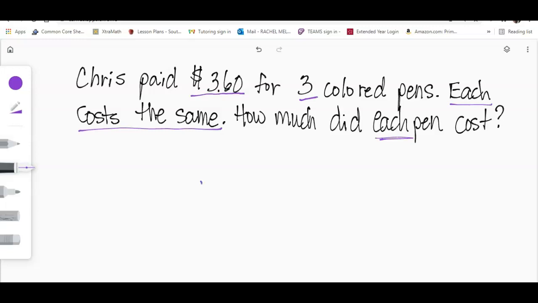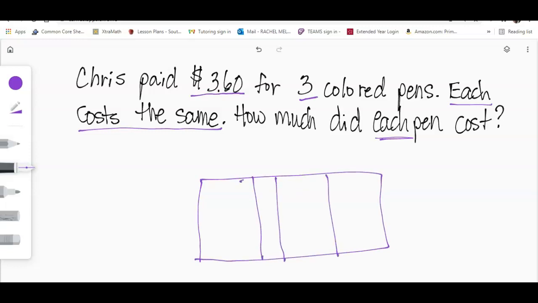So I'm going to do $3.60. So $3 decimal 60 divided by 3 pens. Okay, well, I know that if I have 3 pens and there's $3, 3 divided by 3 is 1. So that means that each pen has to cost at least $1. 1 times 3 is 3. I take that away.